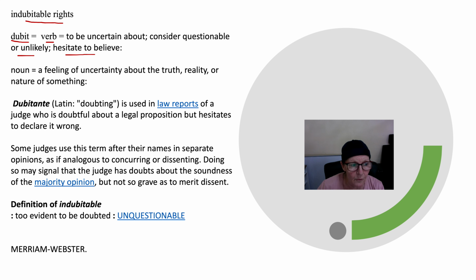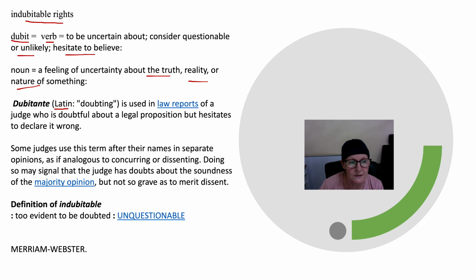Now, the noun is a feeling of uncertainty about the truth, the reality, or the nature of something, or to the natural law, because all laws must be based on the natural law. And if it's going outside of natural law, then it's considered to be dubious and questionable. Now, whenever you type in dubit, you're going to come up with dubitant. And dubitant in Latin means to doubt.